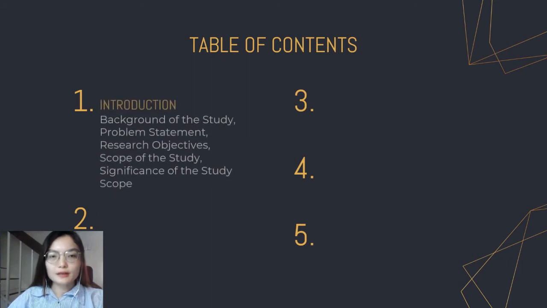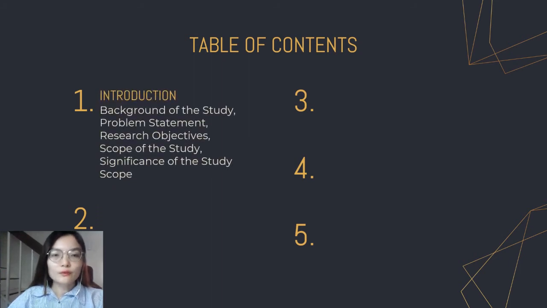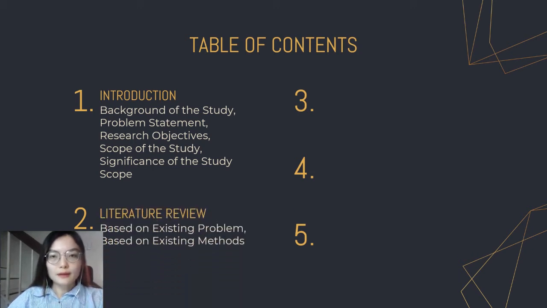The first part is about the introduction, which has the breakdown of the study, problem statement, research objective, scope of the study, and also the significance of the study. Then the second part is about the literature review of our study, where we separate into 2 small sections, which are based on the existing problems and also based on the existing methods.